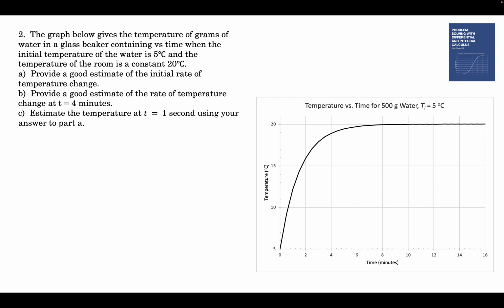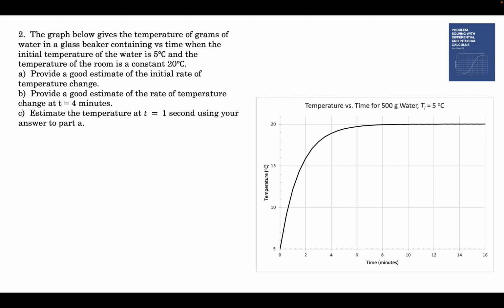The water is going to warm up because it's in a warm room. So part A asks, what's a good estimate of the initial rate of the temperature change? Right here at the origin, time equals 0. How quickly is the water heating up? Part B asks for the rate of change of temperature at 4 minutes, right here. Part C asks for the temperature of the water at 1 second, a very small time after it started to heat up.